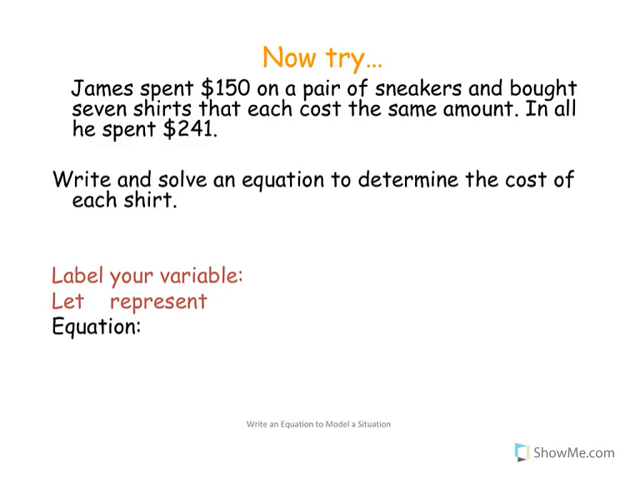So here is your now try. This is an easy one. James spent $150 on a pair of sneakers, kind of similar to the first 2 questions and the third question. Then he bought 7 shirts that each cost the same amount and only spent $241. So there's your now try. You can give it a pause, and then we'll come back and work through it. Determine the cost of each shirt.